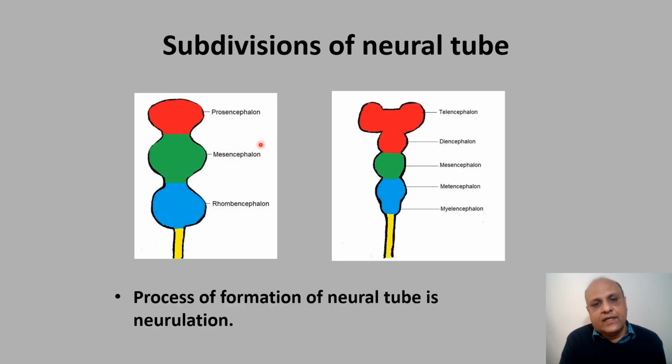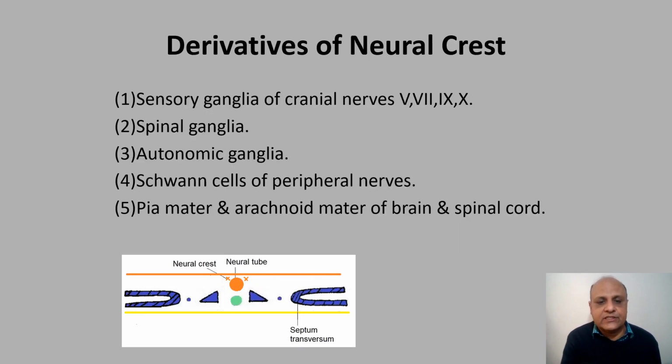So this cranial part gets differentiated into prosencephalon, mesencephalon and rhombencephalon. The prosencephalon further gets differentiated into telencephalon and diencephalon. Telencephalon forms the cerebral hemispheres, diencephalon is the thalamus and hypothalamus. The mesencephalon forms the midbrain, while the rhombencephalon gets divided into metencephalon and myelencephalon. Myelencephalon forms medulla oblongata, while metencephalon forms pons and cerebellum. The process of formation of neural tube is called neurulation.